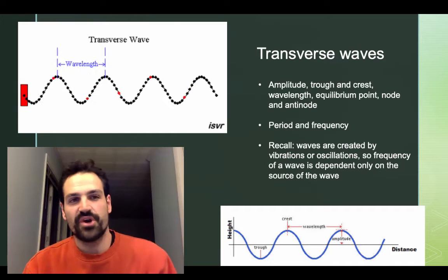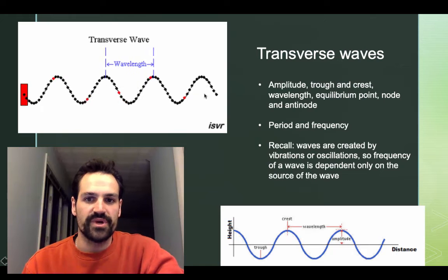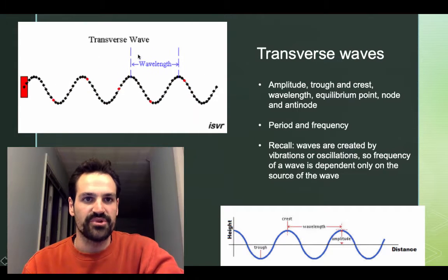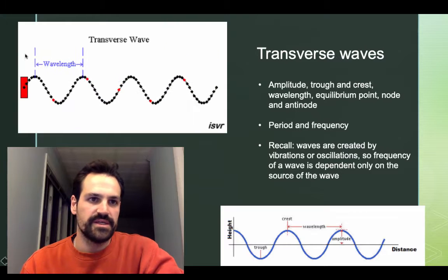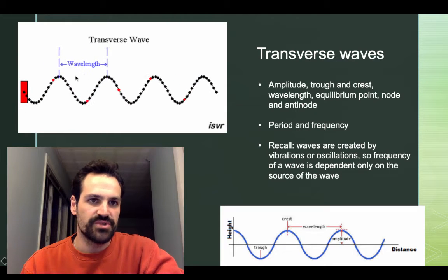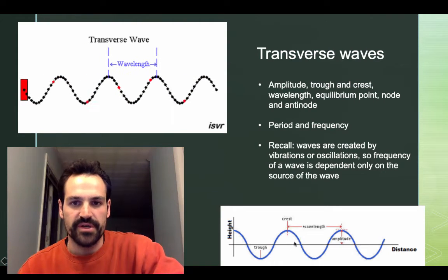Alright, so we're going to start by discussing transverse waves, and there are a couple of things to look at. We need to discuss some vocabulary. Number one, the wavelength is the distance between two waves. Well, how do you define a wave? And that's where I'm going to come down here.